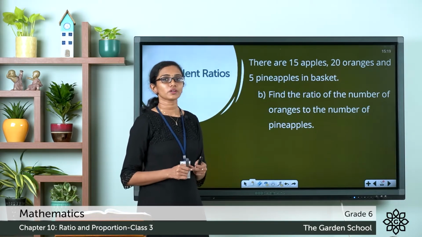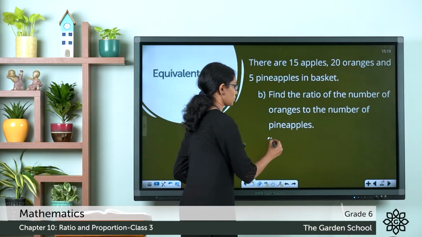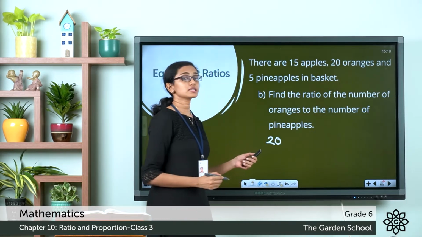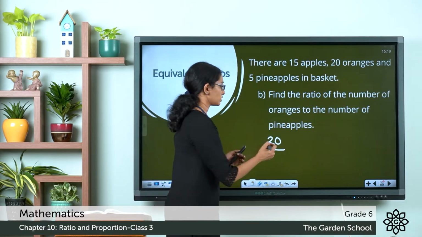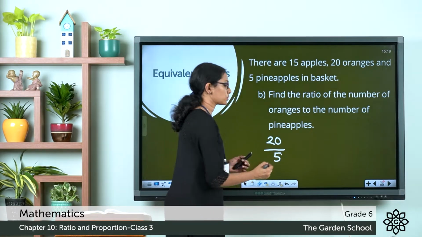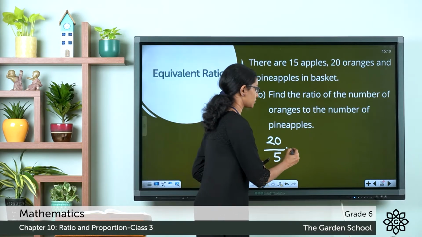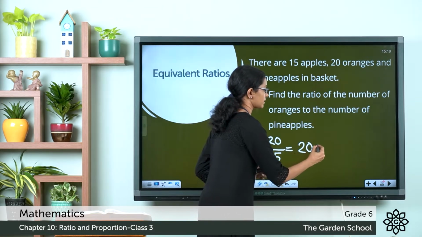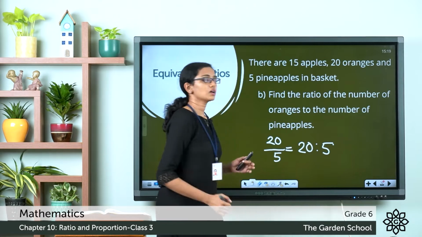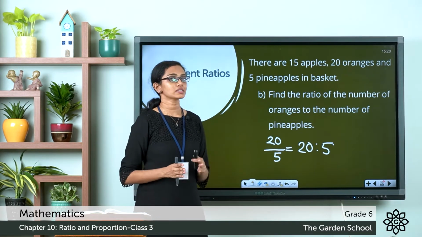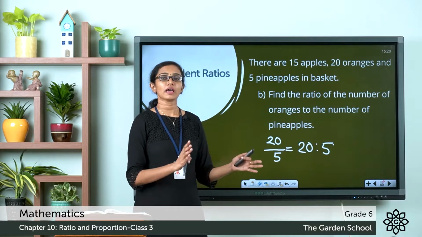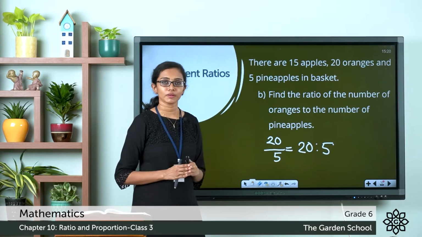What is the number of oranges? It is equal to 20. Now what is the number of pineapples? It is equal to 5. So it is 20 by 5 and the corresponding ratio is equal to 20 is to 5. Now have a look at this 20 by 5. Both these are multiples of 5, hence we can reduce this to a simplest form.